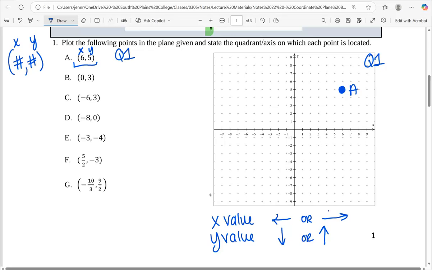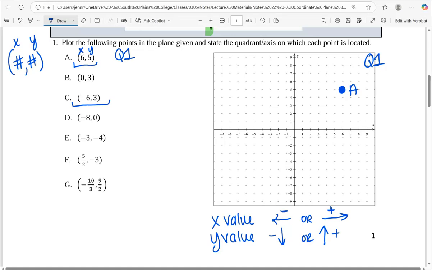So for your x value, if it's positive, it's going to take you to the right. If it's negative, it's going to take you to the left. For the y value, if it's positive, you'll go up. If it's negative, you'll go down. Skip B for just a minute. I want to try C.